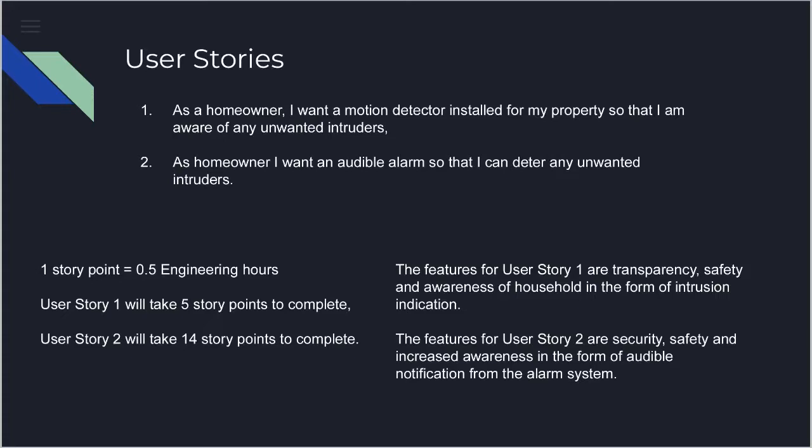The features for user story 1 are transparency, safety, and awareness of household in the form of intrusion indication. The features for user story 2 are security, safety, and increased awareness in the form of an audible notification for the alarm system.